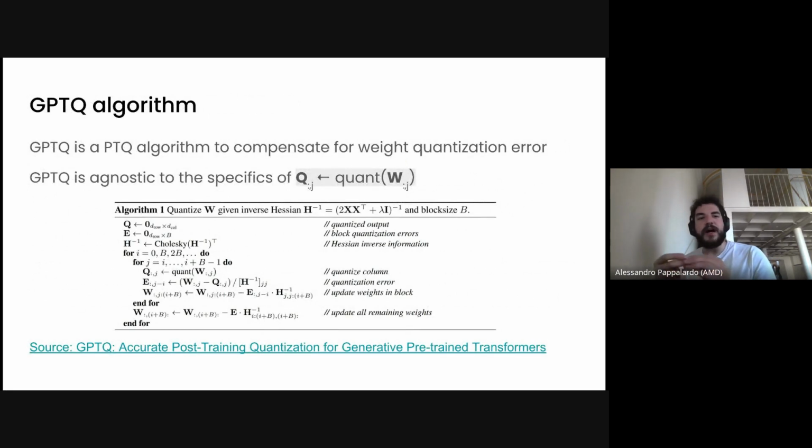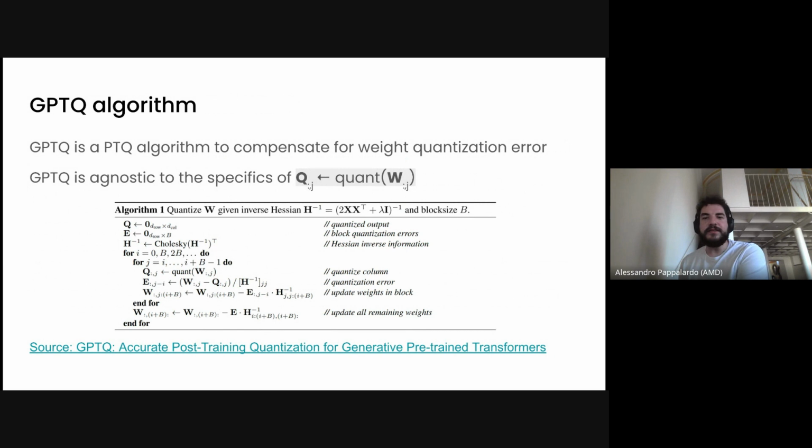So the GPTQ algorithm: if there's anything that I want people to take away from this presentation, it's probably this slide. You hear a lot about GPTQ and GPTQ quantization. The point that I would like to make is that there isn't any GPTQ quantization per se, in the sense that GPTQ is a post-training quantization algorithm that is designed to compensate for weight quantization error.